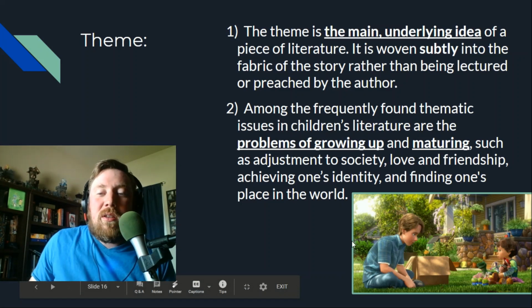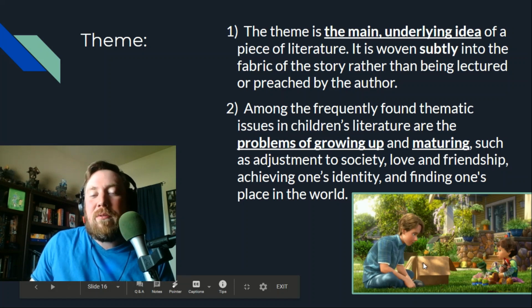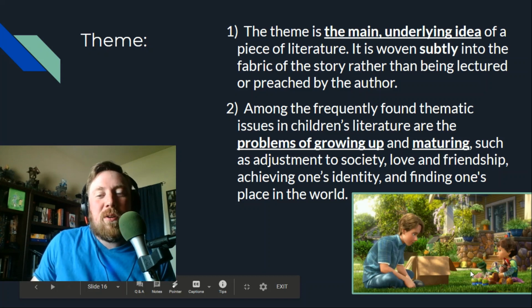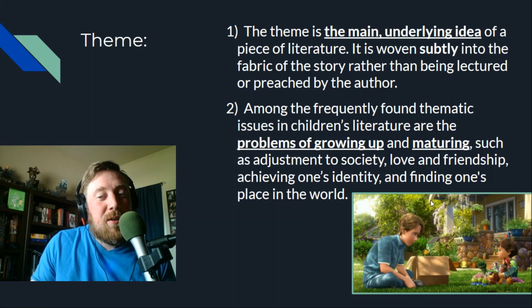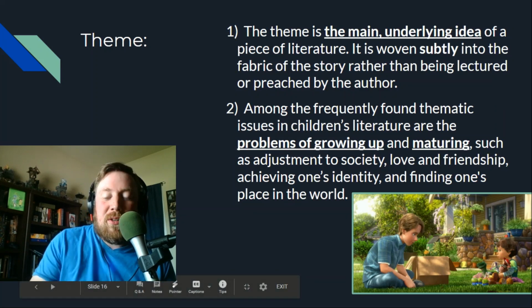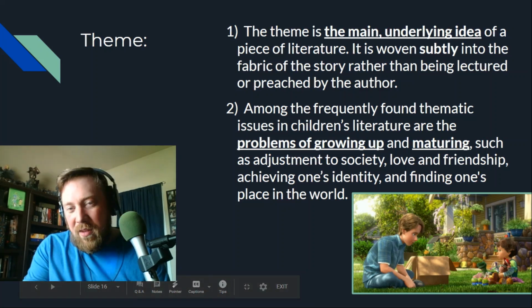And so he's learned about love and friendship from his toys. He's learned about how to adjust from his toys. He's learned about achieving his own identity and his place in the world. And as he's going out to explore that on his own independently now, right? He pays homage and he pays honor to all of his toys and his friends. So those are common themes.